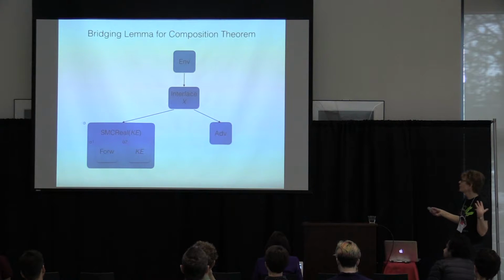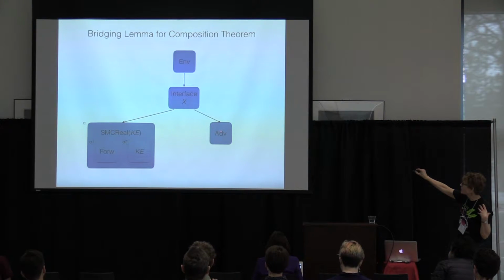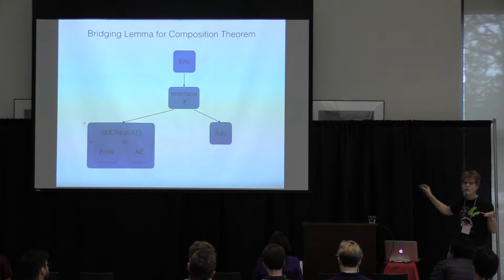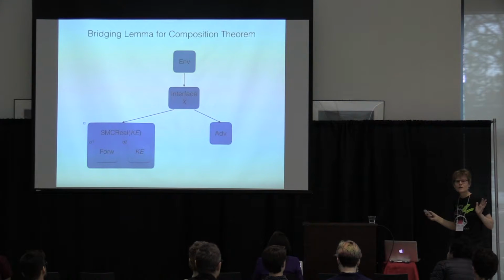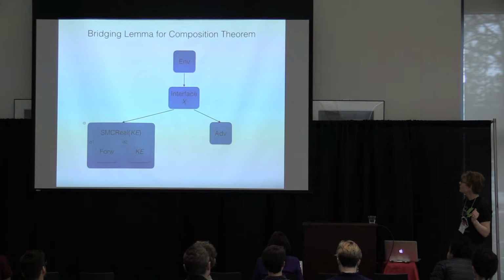It doesn't matter which one. Here we've got an adversary. This could be KE ideal, and this could be the simulator wrapped around the adversary. This could be KE real and the real adversary. This proof is going to be parametric, though. It doesn't have anything to do with the simulator. We can do this abstractly.